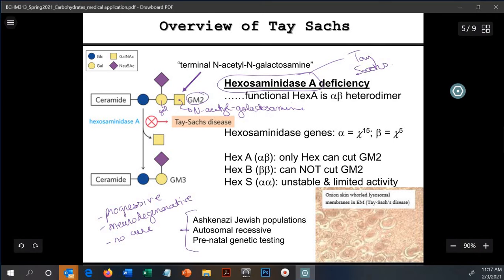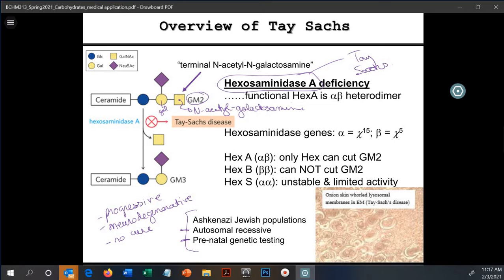The inheritance pattern is autosomal recessive, so you need to have 2 unhealthy copies of the gene, and there is prenatal genetic testing available for this. So that's just a heads up about the genetics.